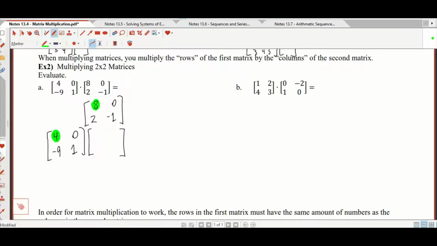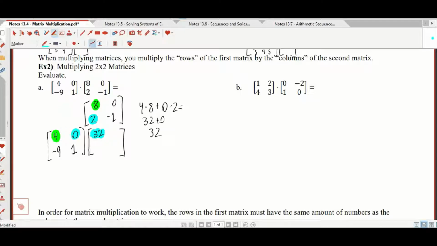4 times 8 plus 0 times 2. Notice I'm multiplying this row by this column, the first row by the first column. Why add them? Well, that's the way that we've defined it to be. But think of it like this: these all point to one spot and one spot only, here. That's what's going to go in the first entry. So the first entry is going to be 4 times 8 plus 0 times 2, which is 32 plus 0, which is 32.